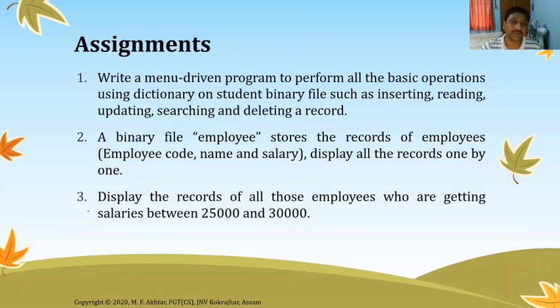The next one has some criteria given, same as the second one. The third one is also the same as the second one, but some criteria is given here. So we have to put an if statement when we are displaying the records of the employees, such that the salary must be between, say, 25,000 and 30,000.